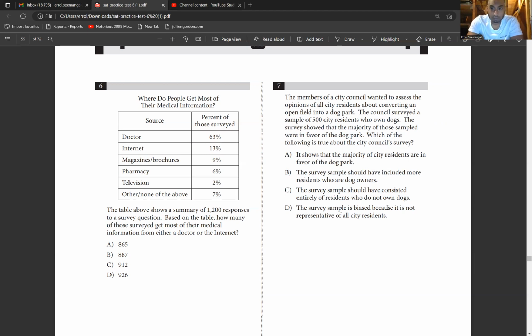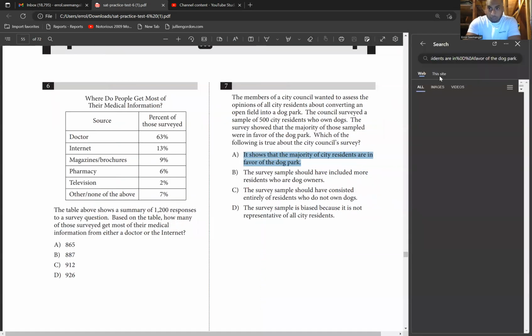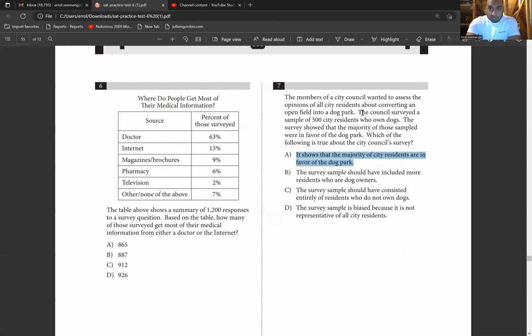What do you think? Now, just A, it shows the majority of city residents are in favor. That's true. But look at what this sentence says right here. They surveyed 500 people who own dogs. So they're more likely to say, yeah, we need a dog park. So maybe it's D. Yeah, I'm thinking D.